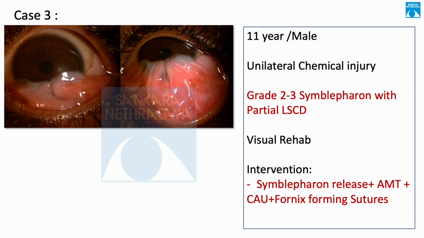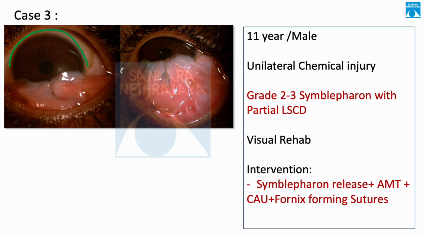Next is the case of an 11-year-old male following a unilateral chemical injury, who had a grade 2 to 3 symblepharon with a partial LSCD. You can see the superior limbus appears to be completely intact. The patient was keen for visual rehabilitation as this symblepharon was causing a significant astigmatism.